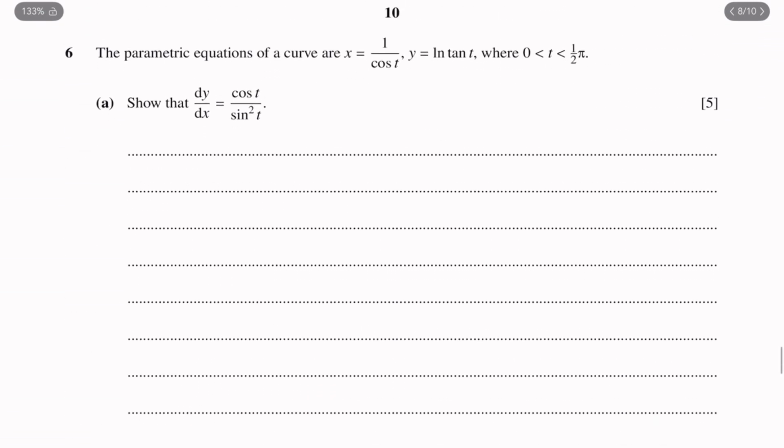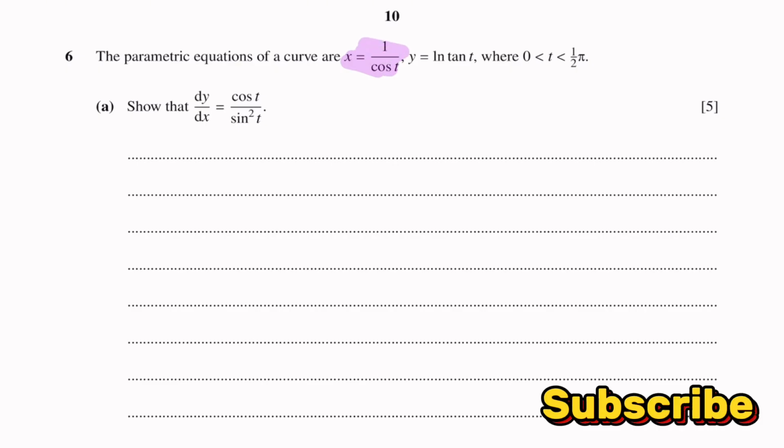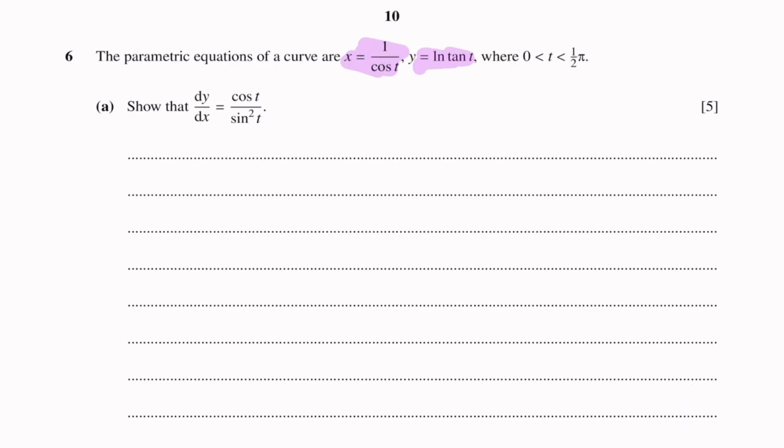So if we are given something like this, how do we go about it? We have our x, we have our y. It's just the same pattern, right? Maybe you might think that this is probably going to be hard because it's 5 marks, but it's not. I don't think so, but let's check it out and see.